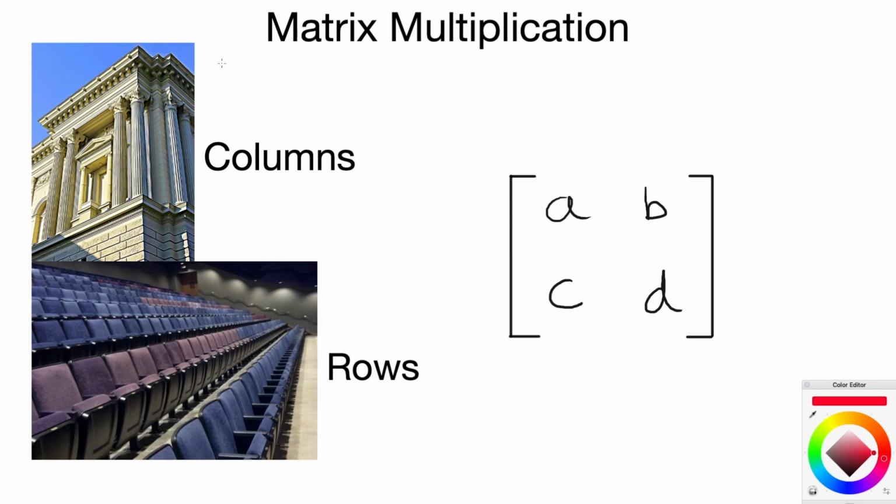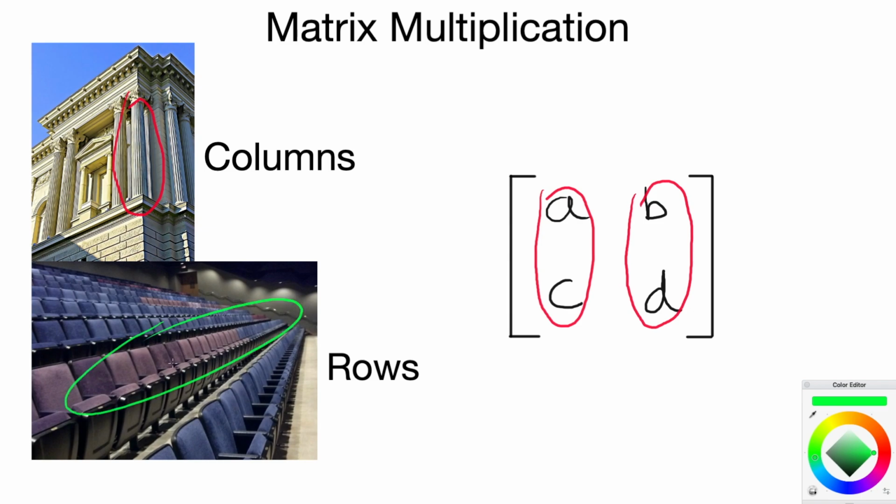Before we can multiply matrices together, we need to understand the dimensions of a matrix. True to their name, columns are straight up and down. As we see here on the matrix, A and C form a column, and so do B and D. Likewise, rows are horizontal, or across. In this case, A and B form a row, and C and D form a row.